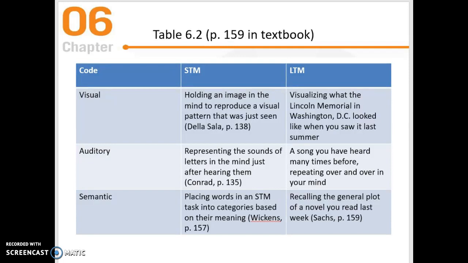This last slide is important, and it will appear on the exam in some type of way. This is the 3 different types of codes. So you have the visual, auditory, and semantic coding from short-term memory and long-term memory. And this tells you the difference between what happens in short-term memory and long-term memory. This is one that you can look at and study so that you make sure you understand the difference. I'll give you one example.